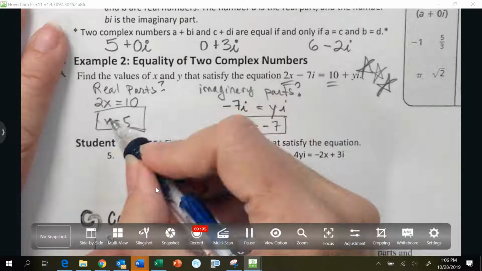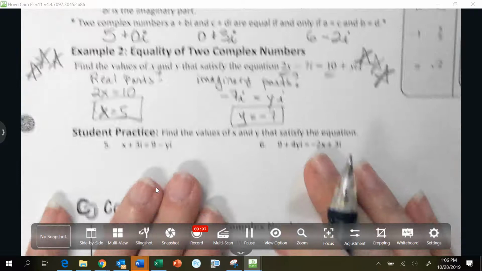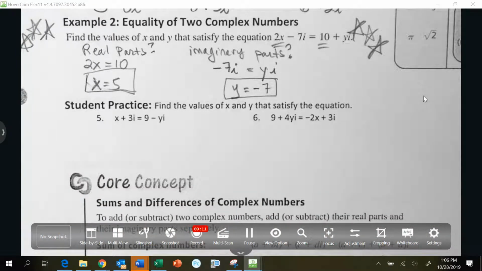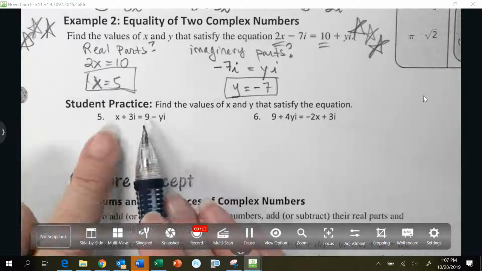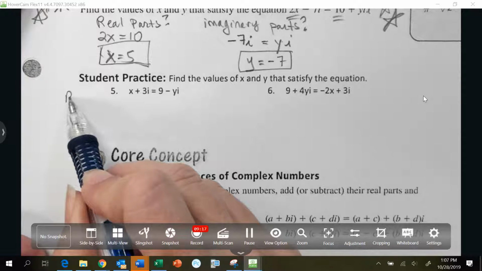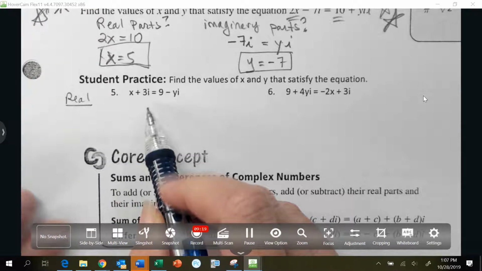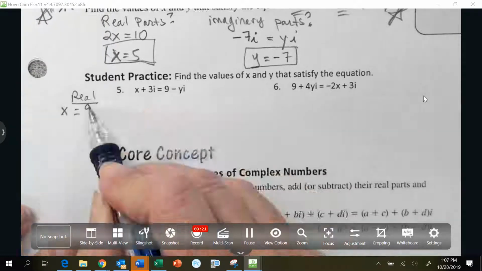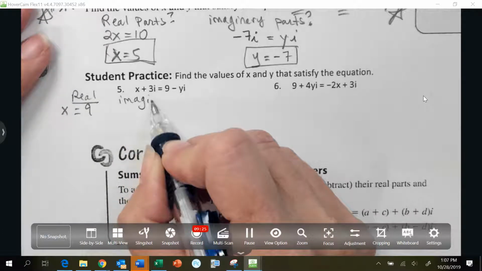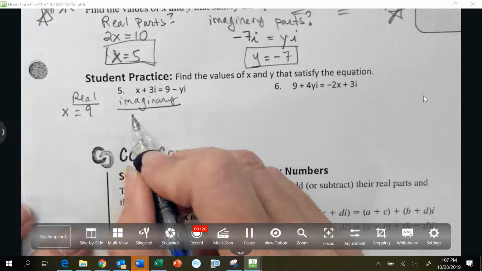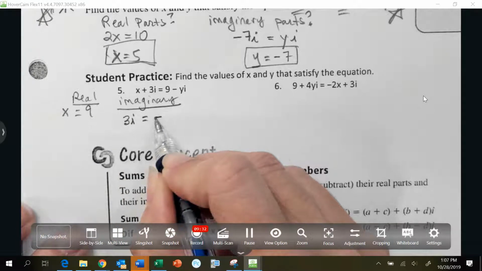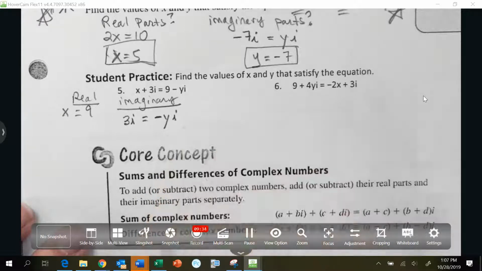I don't know why people have trouble with these every year, with the exception of just zoning out or not looking. Let's do this one right here. Let's talk about the real stuff. X equals 9. That's done. What's the imaginary part? 3i equals negative yi.